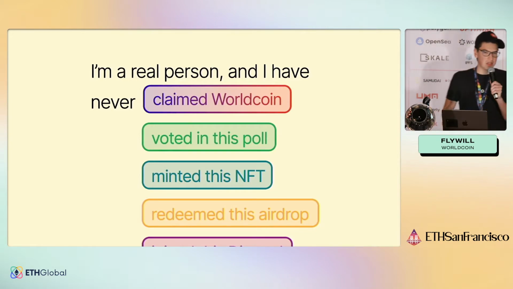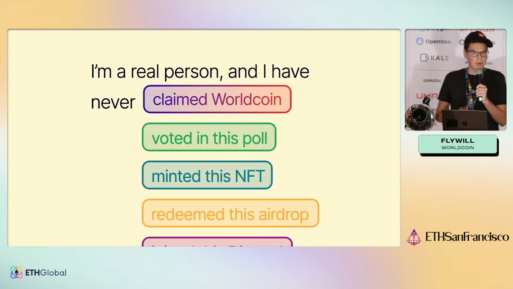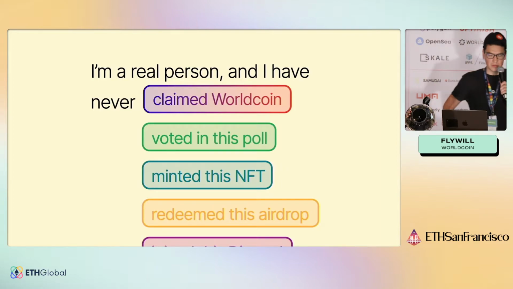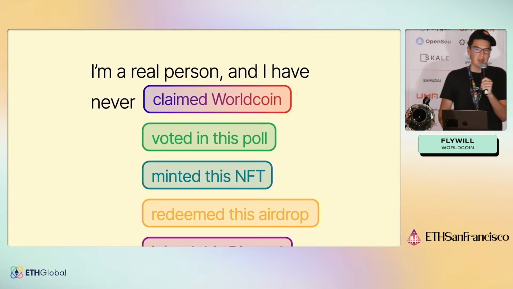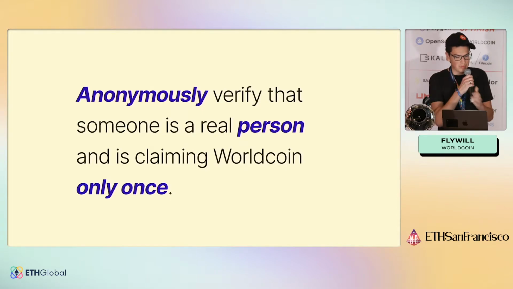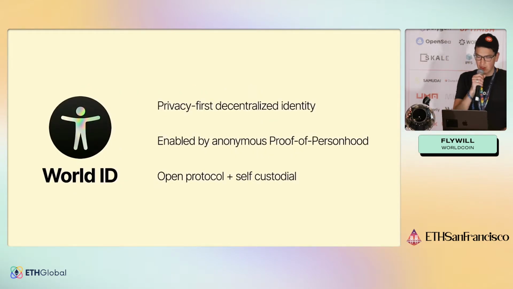And you can do this in a completely privacy-preserving way, in a way that if today I use it to claim WorldCoin tokens, and tomorrow I use it to mint an NFT, those are completely separate actions, unable to be traced together. And this is what the WorldCoin protocol is all about.